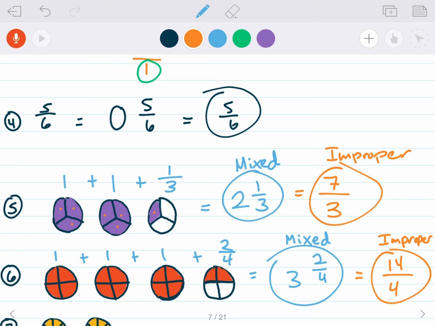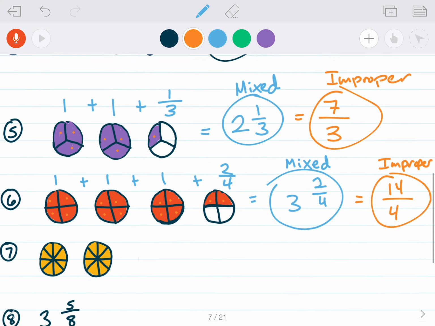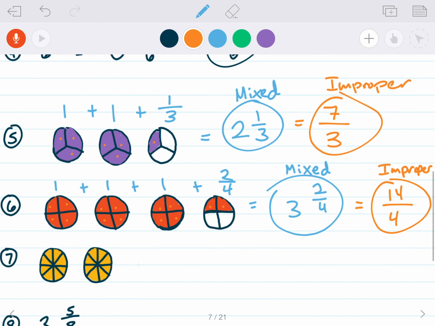And once again, you can count. How many fourths do we have? 1/4, 2/4, 3/4, 4/4. There's 4 fourths, and there's 3 of those. So there's 12 total fourths here, plus 2 more, 13, 14 fourths. All right, what about number 7?